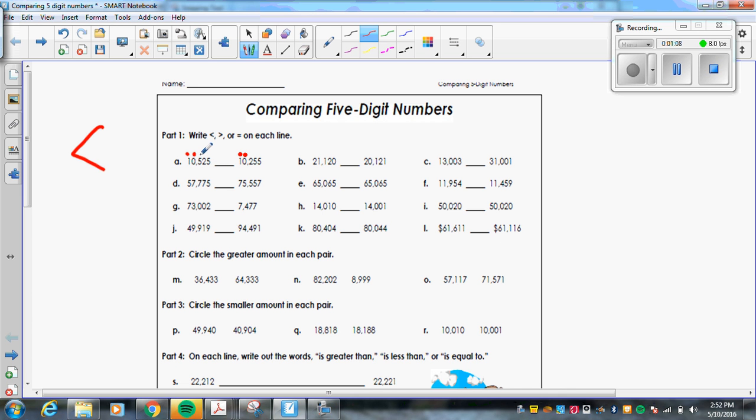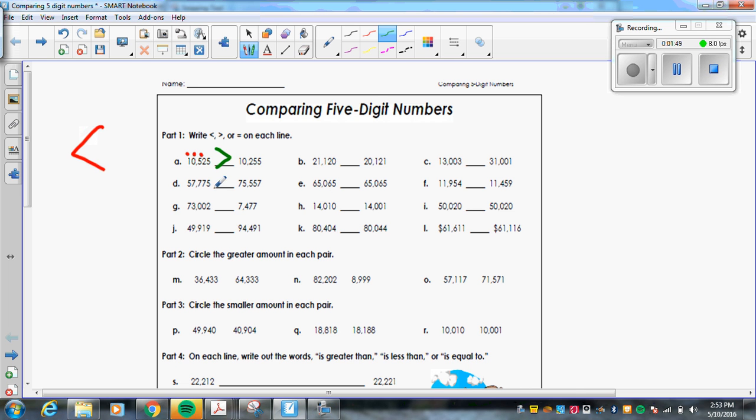Let's have a look at the hundreds column. This one has a 5. Well, this one has a 2. So seeing as 2 is smaller than 5, then this number here must be the smaller number. And we're going to make that like this. Now that is saying 10,525, I'll just rub this bit out, is greater than 10,255. Okay, remember that's greater than. When it's like this, that's when we say less than.